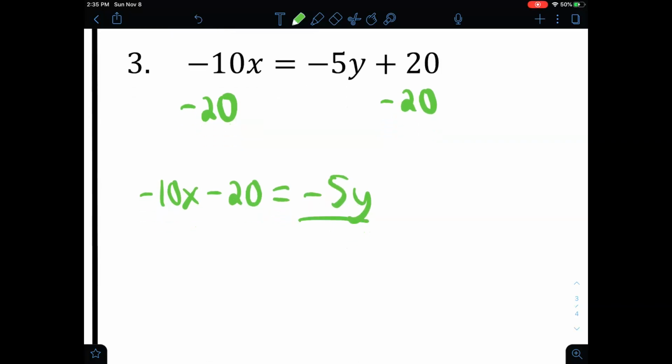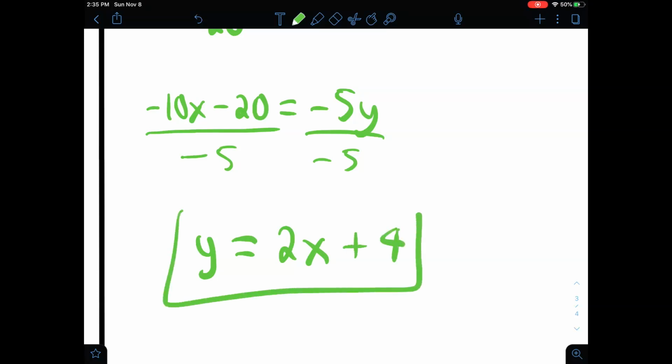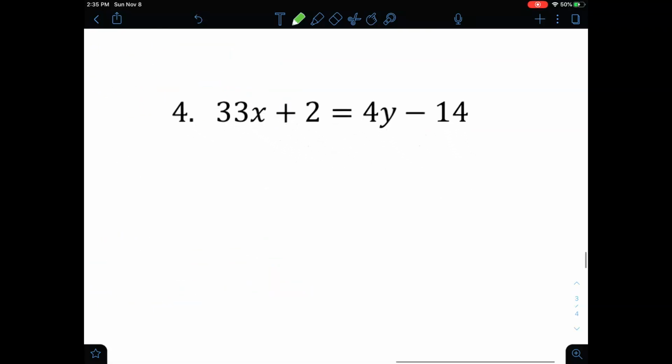Last step to solve for y: we have negative 5 times y, so we're going to divide by negative 5. And for our final answer, I'm going to put y on the left. Negative 10x divided by negative 5 is 2x, and negative 20 divided by negative 5 is plus 4. If you got that right, good job, way to go. It's a very important topic, and you guys got it right. You're doing a great job.